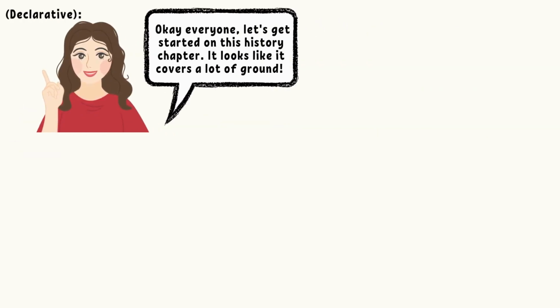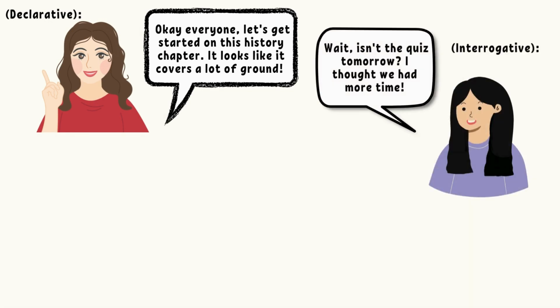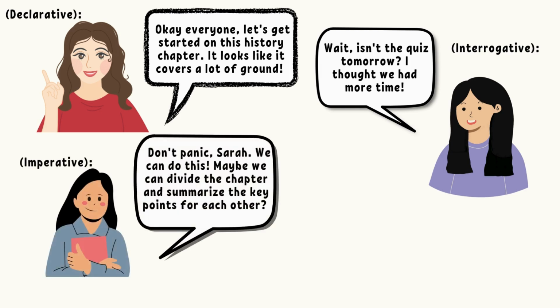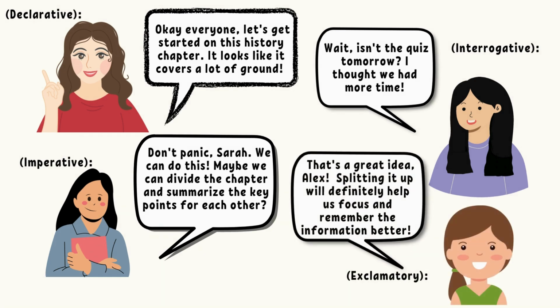Here is the use of these sentence types in a conversation. Okay, everyone, let's get started on this history chapter. It looks like it covers a lot of ground. Wait, isn't the quiz tomorrow? I thought we had more time. Don't panic, Sarah. We can do this. Maybe we can divide the chapter and summarize the key points for each other. That's a great idea, Alex. Splitting it up will definitely help us focus and remember the information better.